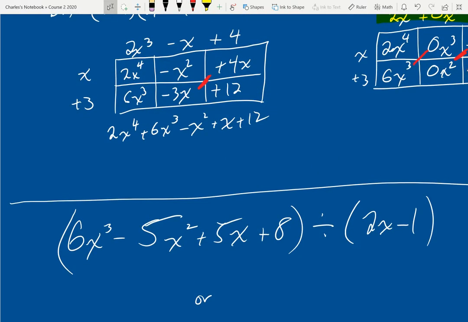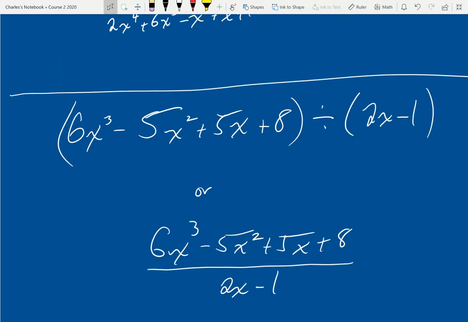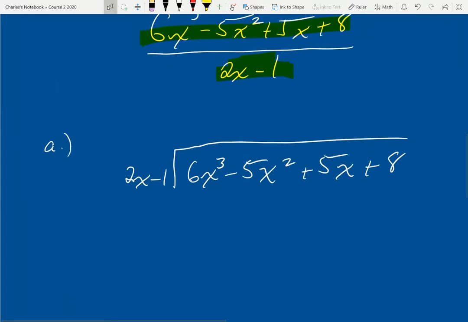So let's say I have a problem. This is not going to have one of those situations. In this case, I have 3, 2, 1, 0, so all my terms are accounted for. I'm going to do 6x cubed minus 5x squared plus 5x plus 8 divided by 2x minus 1. Another way that this may be represented is as a rational function or as a ratio between the numerator and the denominator. And in order to do this, I'm going to set this up in a polynomial division format where the denominator goes on the outside of the house.